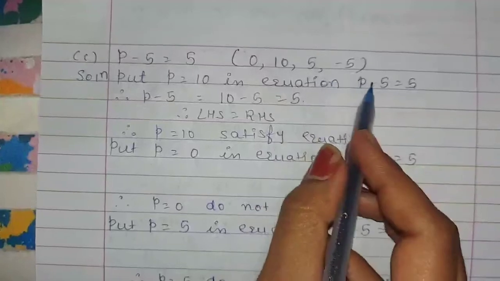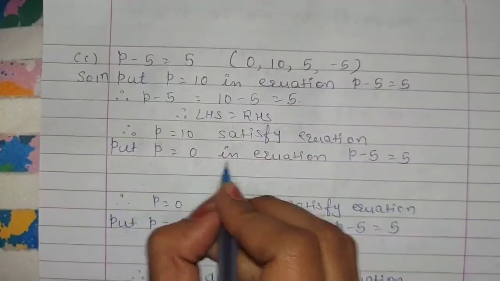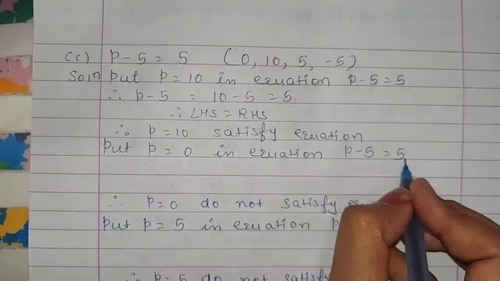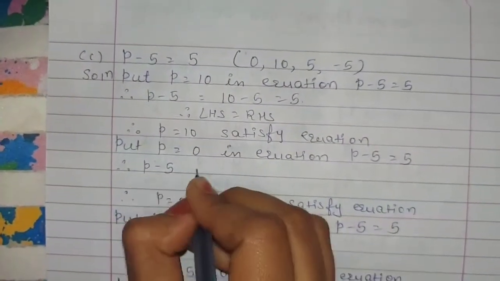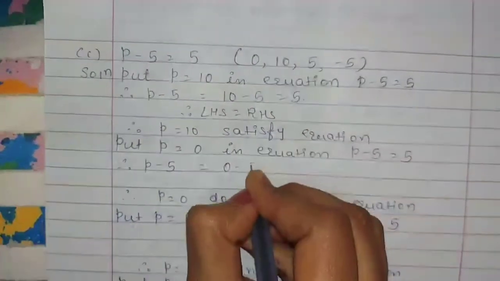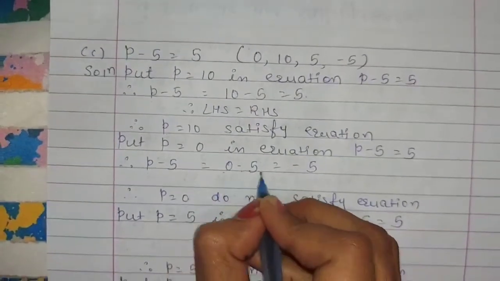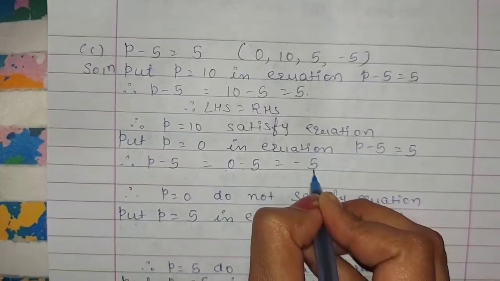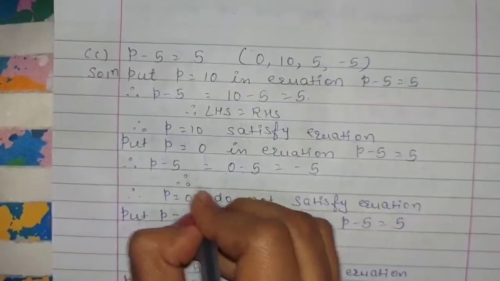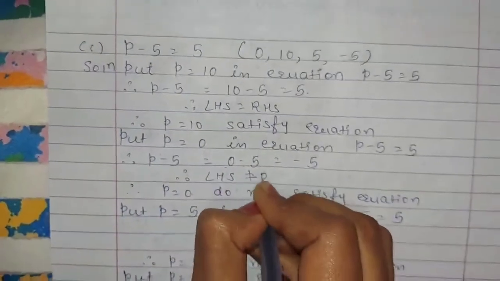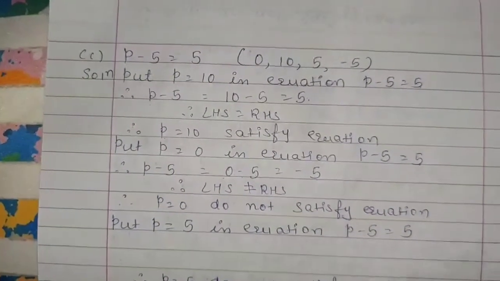Therefore P equals 10 satisfies the equation. Now the rest of the numbers do not satisfy the equation, but we will show how. Put P equals 0 in the equation P minus 5 equals 5. Therefore P minus 5 is the LHS of the equation. We put P equals 0. 0 minus 5 equals minus 5. Why? Because if we subtract, 0 minus 5 is minus 5. Now minus 5 is the LHS of the equation and the RHS is 5. Both values are not equal. Therefore LHS is not equal to RHS. Therefore P equals 0 does not satisfy the equation.